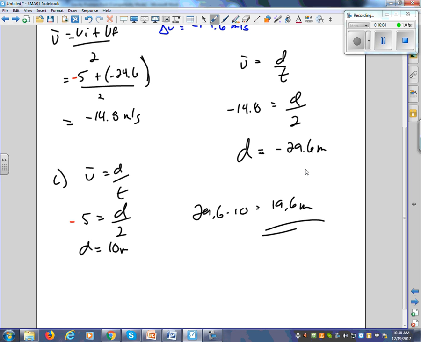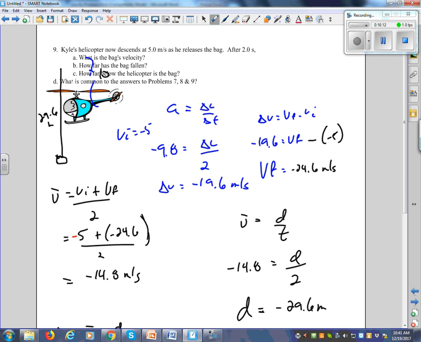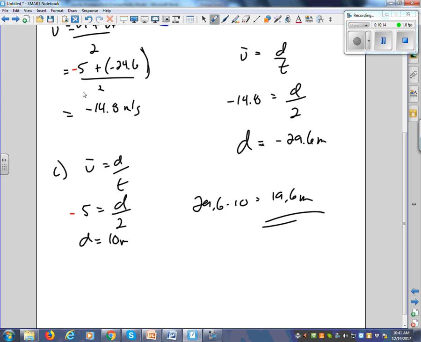And the last question also says, what is common to the answers? There's two things that are common. The acceleration is the same, minus 9.8, and the distance between them, and that will always be the case.